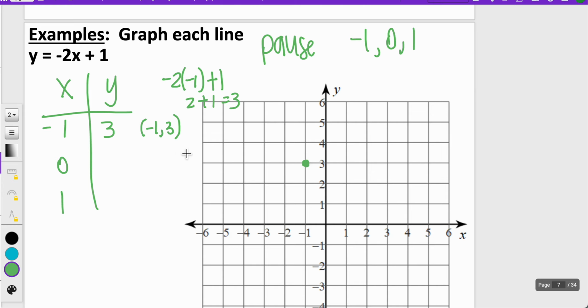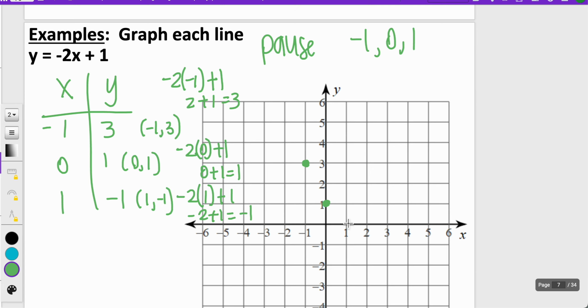Then I have 0. So -2 times 0 plus 1. That is 0 plus 1, which is equal to 1. So this ordered pair is 0, 1, which is here. And then our last one, if x is 1, what is y? So this is -2 plus 1, which is equal to -1. So my ordered pair is 1, -1. Okay, when I'm done, it's making a nice straight line, so I know I got it correct.